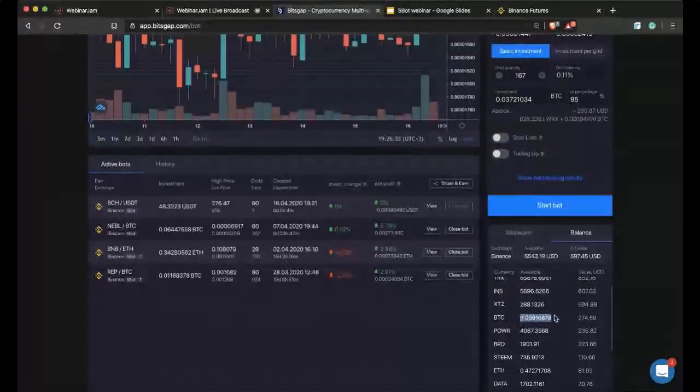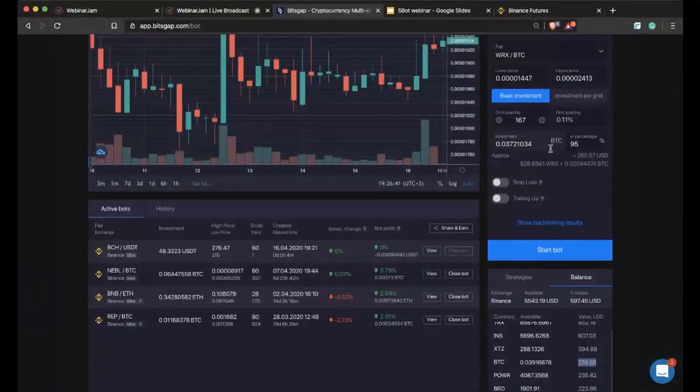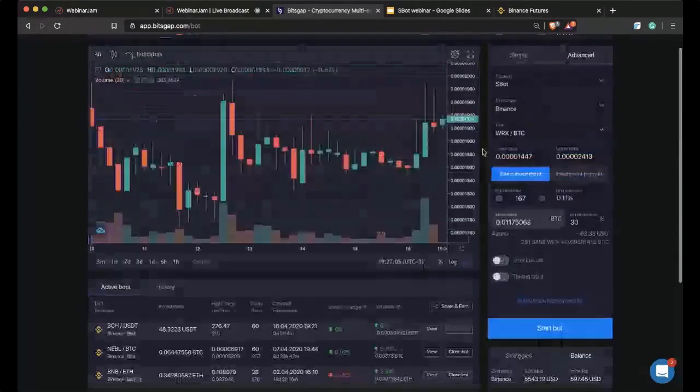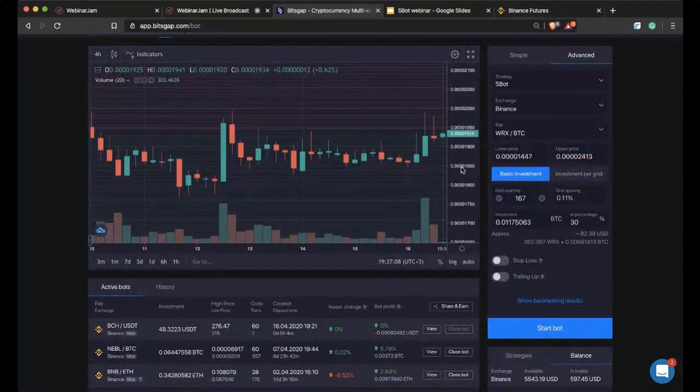So I have some BTC on my account, which is approximately $274. And here I can adjust my investment value. I can put 70%, so that's going to be this total amount. Oh, sorry, dollars. I can put 30% of my total BTC balance, so that's going to be $82. So you can put and adjust it any way you want. Just make sure that you have enough. That's basically the main idea of how you can adjust the investment value.